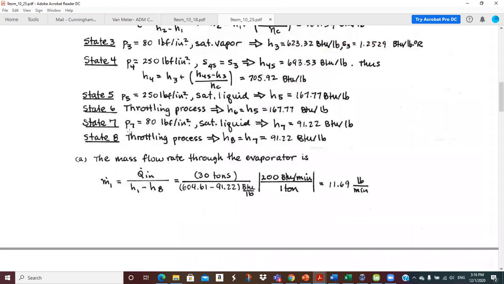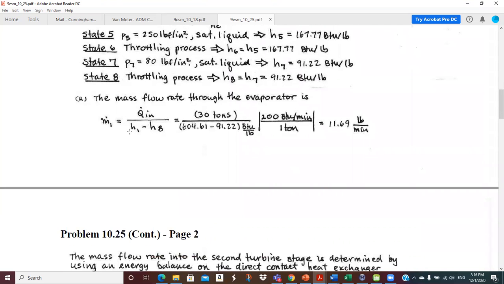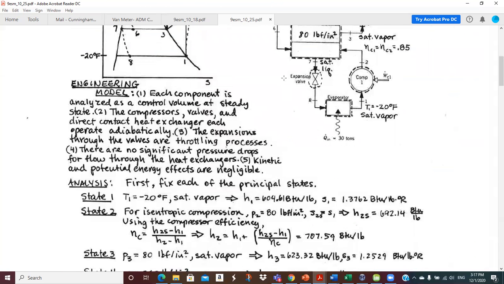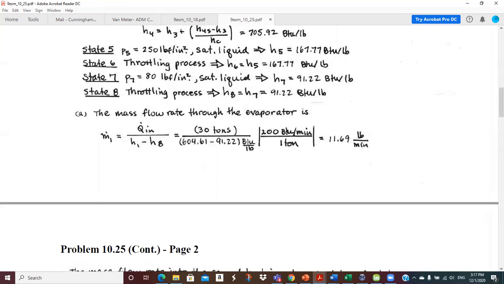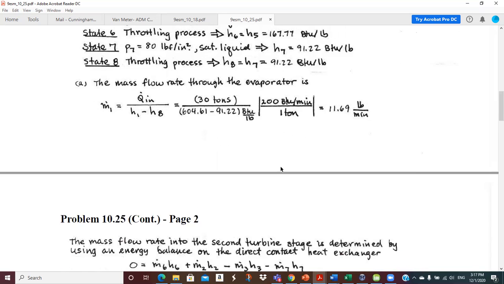Okay, so now we start solving for things. We're going to solve for the mass flow rate through the evaporator because that's where we know it's 30 tons of capacity. And so that has to equal the mass flow rate times the enthalpy difference of the refrigerant out minus in. So that's pretty simple. Solve for the mass flow rate at 1, 30 tons, changing units. A ton is 200 BTUs per minute. And so there's the enthalpy difference. So we get 11.69 pounds per minute for the flow rate out of that. Pretty straightforward.